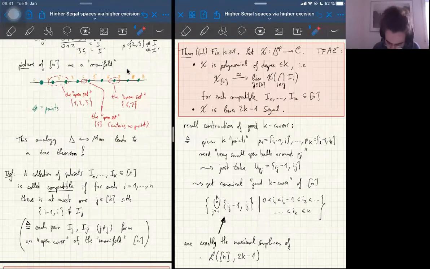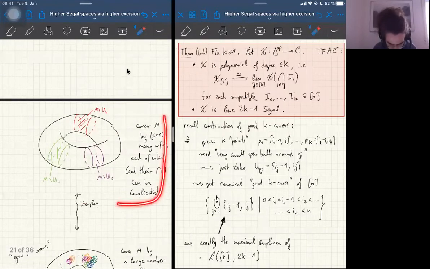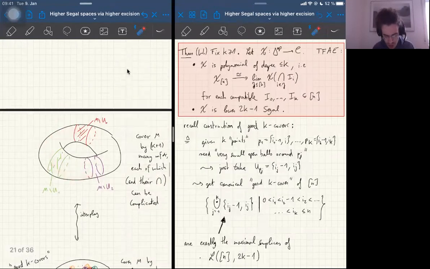And that gives us the definition. We can now formulate this theorem, which connects back to the Segal objects. We can now say what it means for a simplicial object to be polynomial of degree smaller or equal k. We can just copy the definition of manifold calculus. A functor is polynomial of degree smaller or equal k if and only if the value at n can be computed as a limit of the values of all these intersections, for each compatible collection of subsets of n. Where compatible, I remind you, is just the condition that every pair of them covers my manifold. So it's really this condition here, where I have my manifold and I cover it by a collection of opens such that every pair of them still covers my manifold.